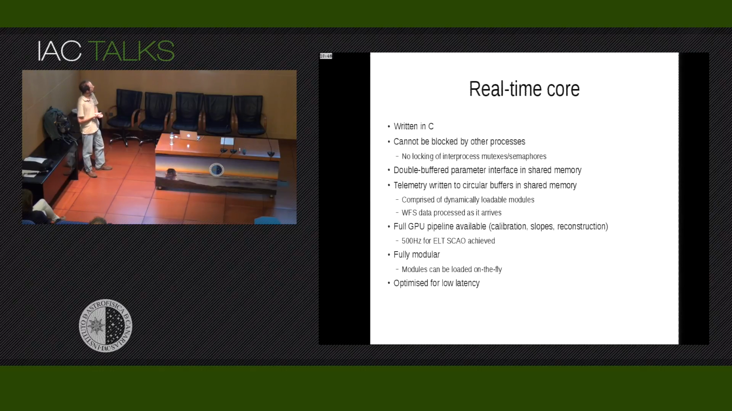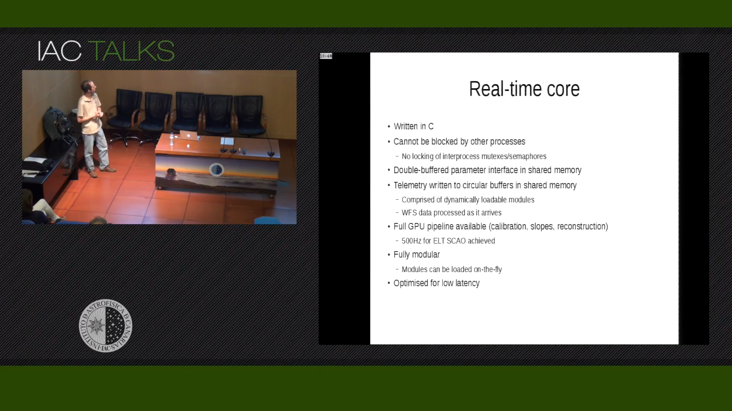So to control this system, it uses shared memory. There's a double buffer parameter interface in shared memory. You write new parameters to one of these buffers. You tell the real-time system it wants to use those buffers. It switches buffers and uses that one. Then, when you want to change parameters again, you write to the other one.